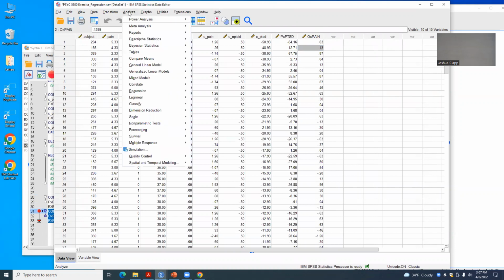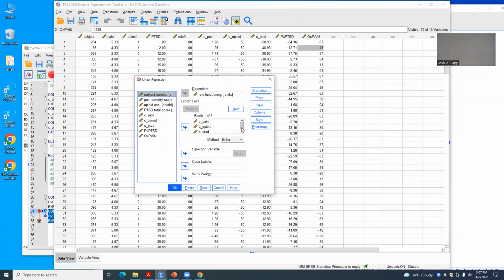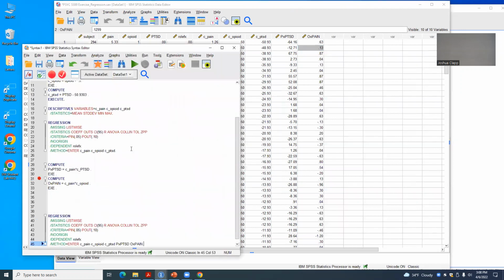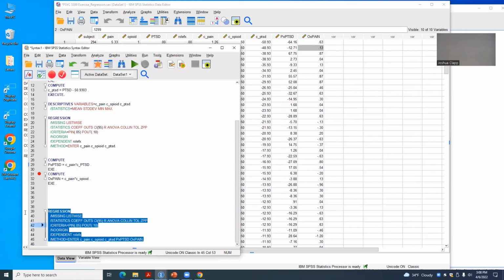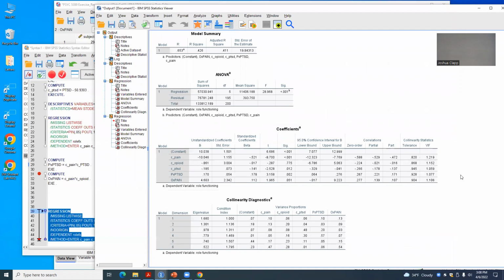So now what we're going to do is go through and analyze regression. We're just going to drop in our two interaction terms here: the interaction of pain and PTSD, and opiate use and PTSD. Paste that in and run this. And here we get a model that is looking very much like what we had gone through in our example.